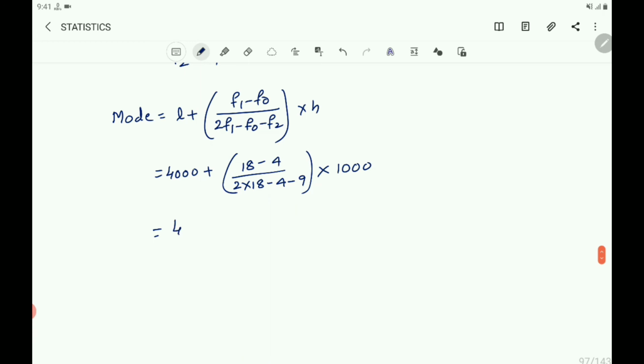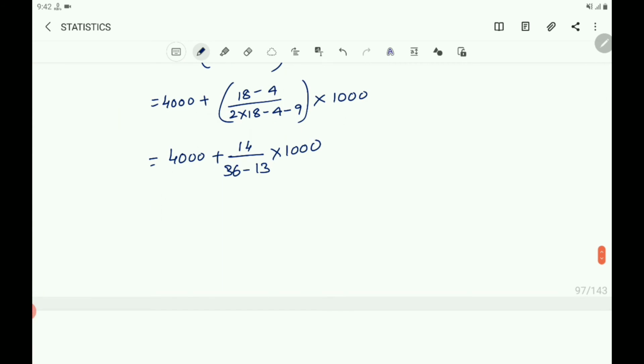Then you write 4000 plus 18 minus 4, that you will get 14, by 2 into 18 is 36. 36 minus 9 plus 4 is 13, into 1000. Then you write mode equals 4000 plus 14 into 1000 is 14000 by 36 minus 13 is 23. Then you divide 14000 by 23.